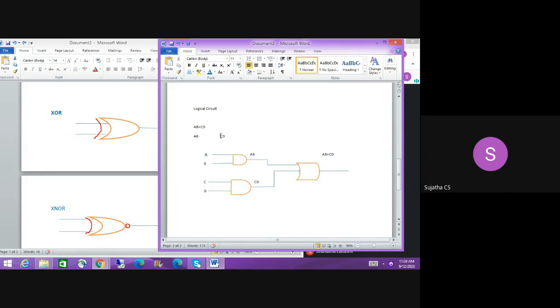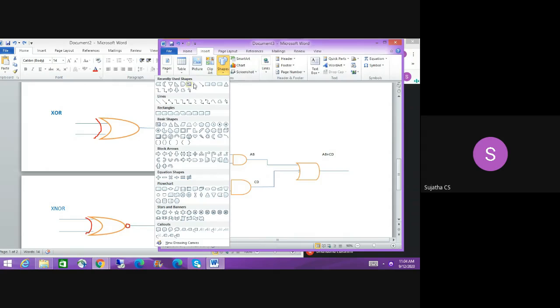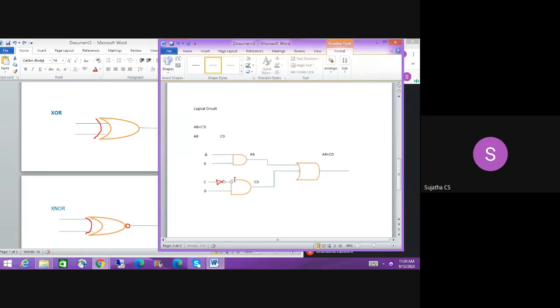Suppose my expression has C with an inverter, which means I have to connect a NOT gate here. So before this, I have to connect a NOT gate. Let me draw the NOT gate here. Then I need to connect it with this. After this, you will get C dash, right? You got it now? Yes, ma'am.